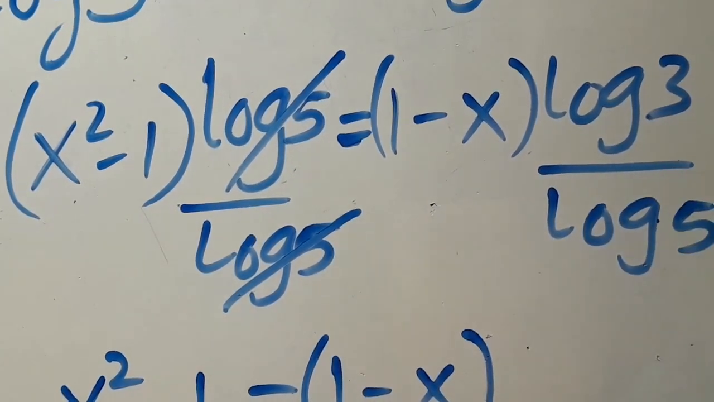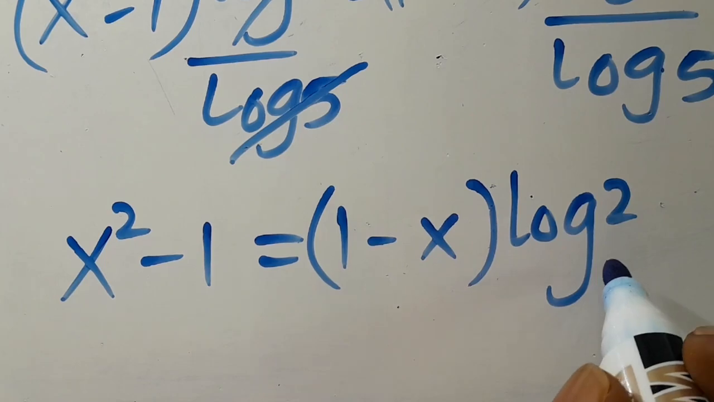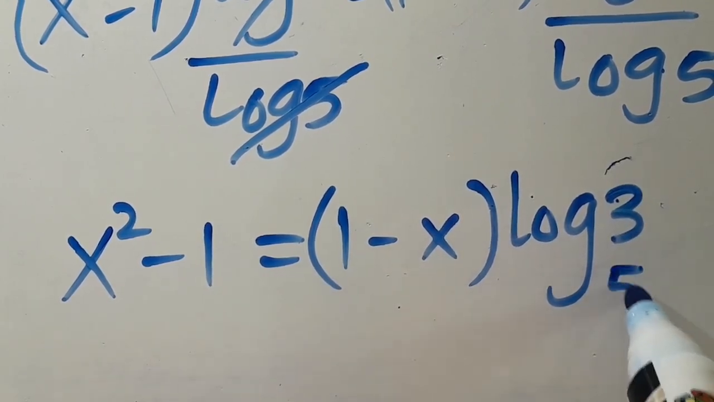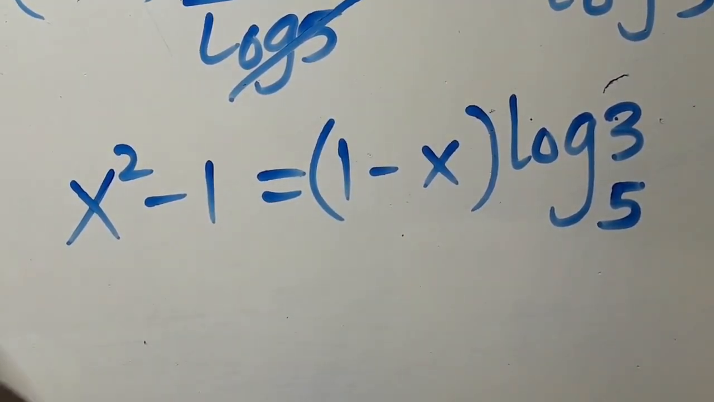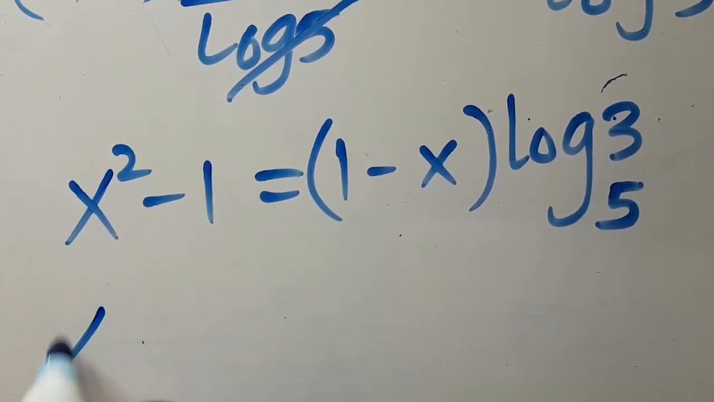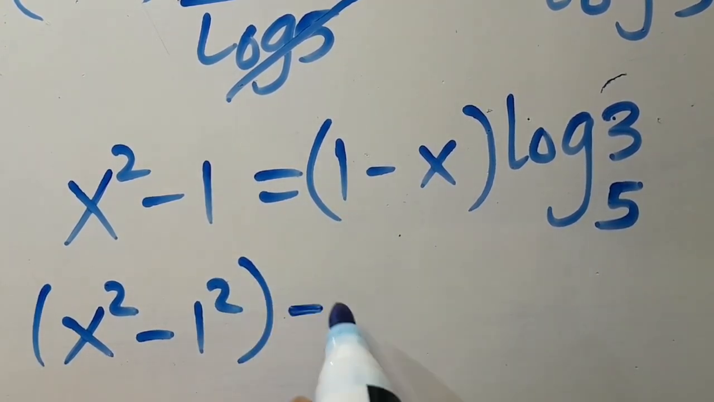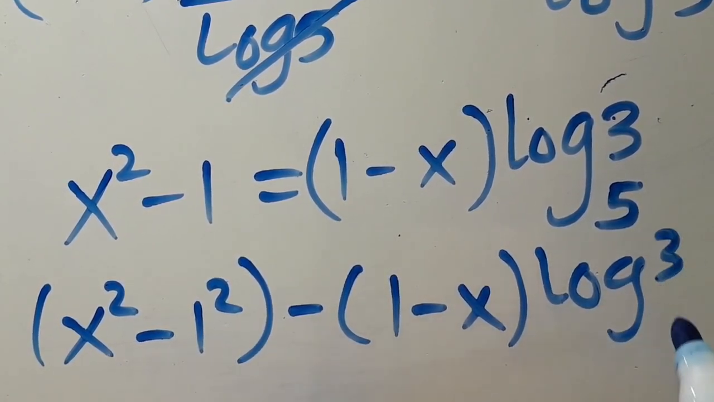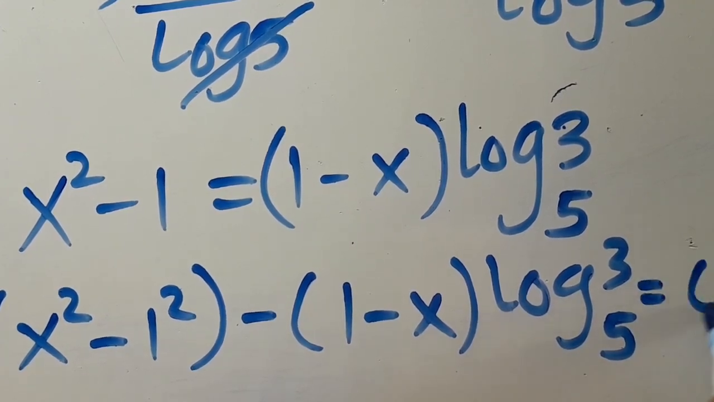So we can rewrite this expression as log of 3 in base 5. Then let's take the whole of this expression to the other side. This implies we can re-express this as x squared minus 1 squared. They are the same. Then let's group as this. Taking this one, we have minus into 1 minus x log of 3 in base 5. Then we should set everything to be equals 0.